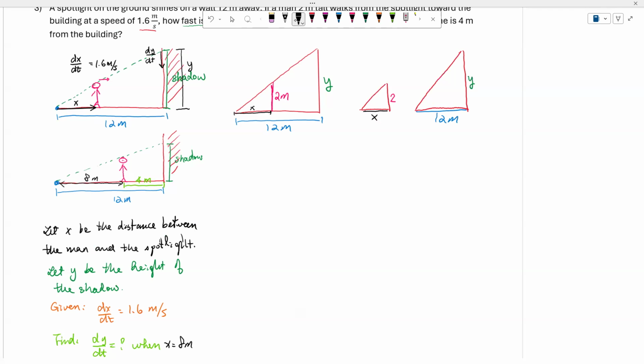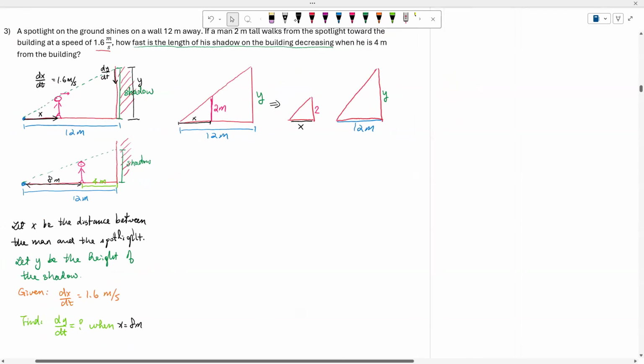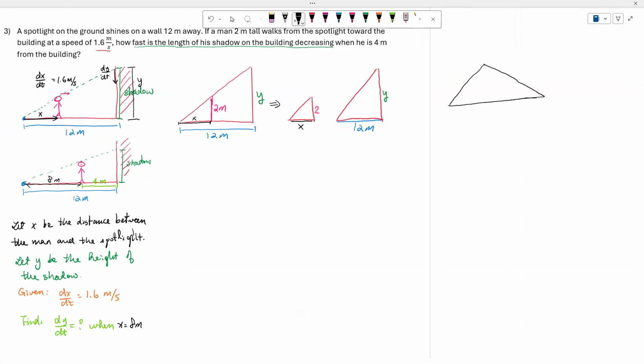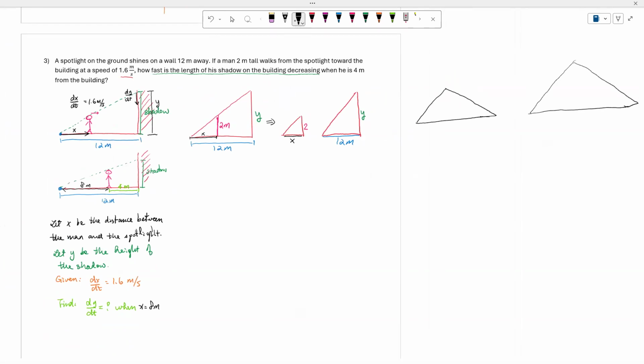Now, let's see how we actually work with these similar triangles. Let us review some of the things that we learned before. If we have two similar triangles, if this is A, B, and C, and this one is X, Y, and Z, in this case.